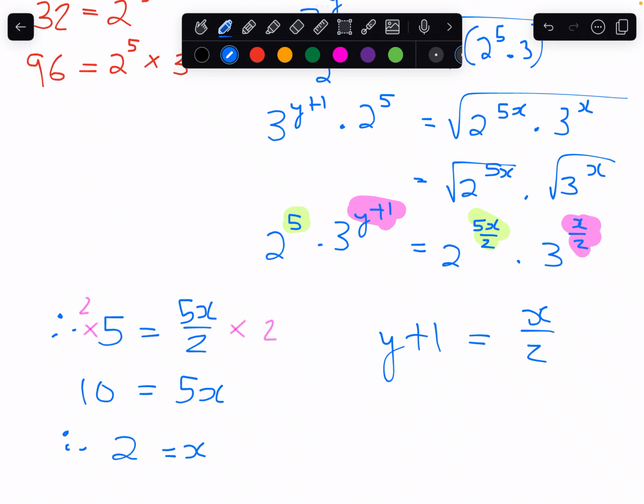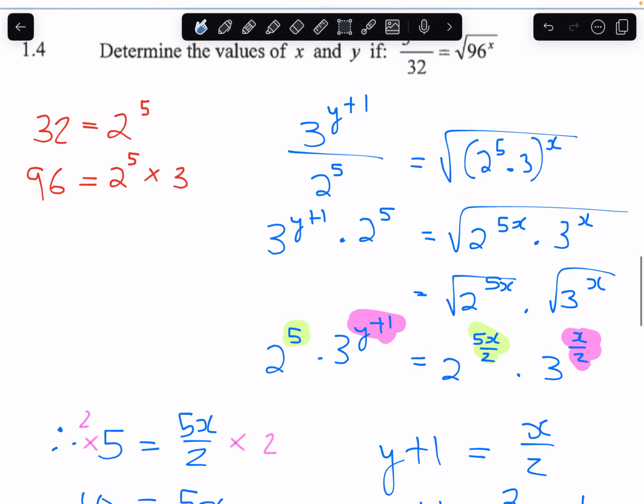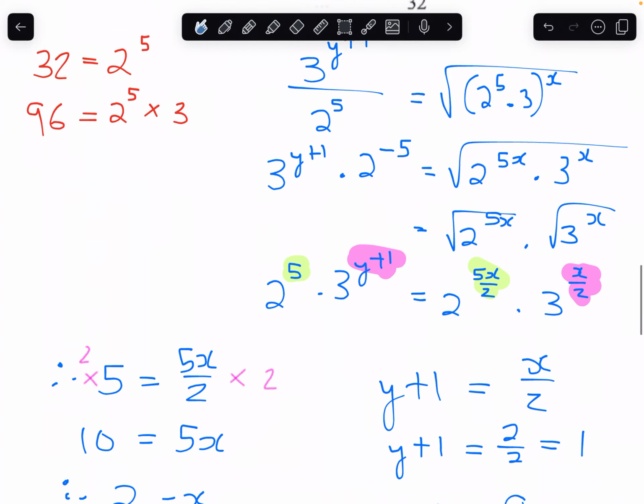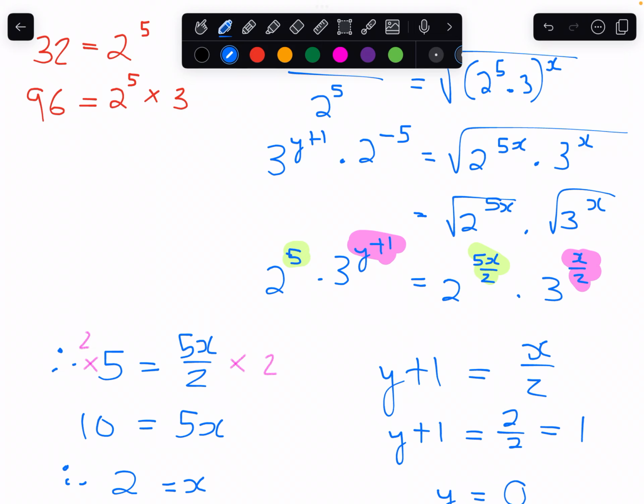And then on this side we'll say, well, y plus 1 is equal to 2 over 2, which is equal to 1, minus 1 on both sides, and we have y is equal to 0. Oh my gosh. Oh, oops. Okay, mistakes were made. This is why we're ending up with different answers. Spot the mistake. Ugh, carelessness, that's the mistake. This is 2 to the negative 5, right? And so, let us clean up.